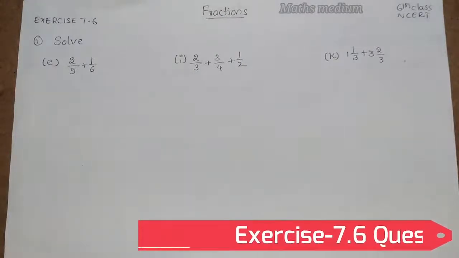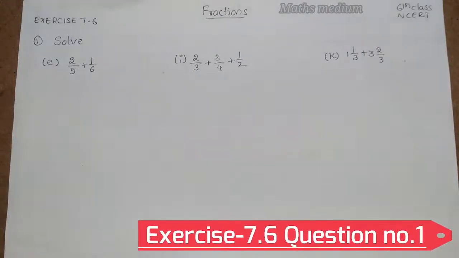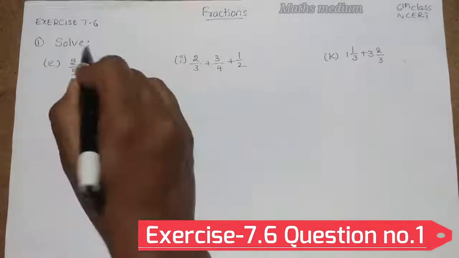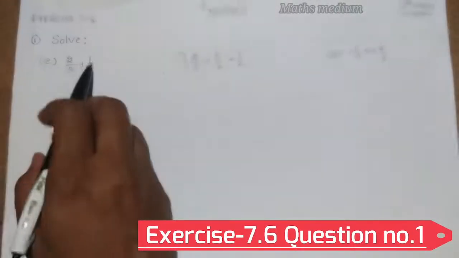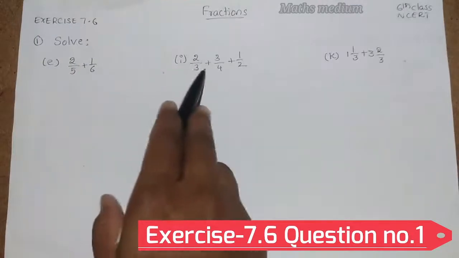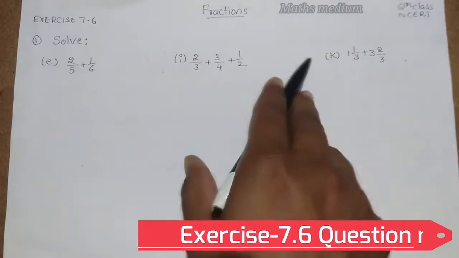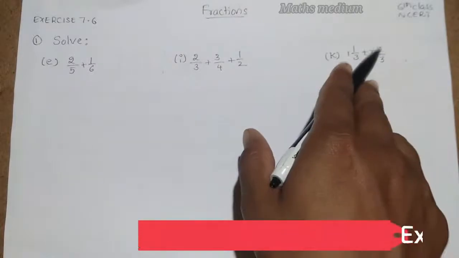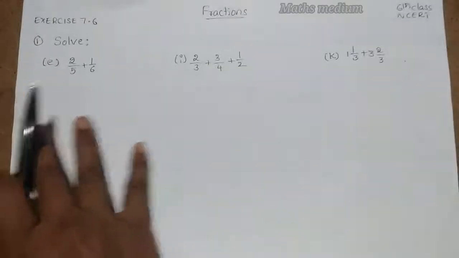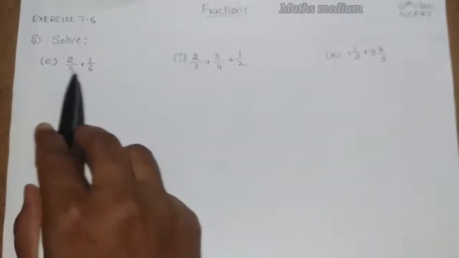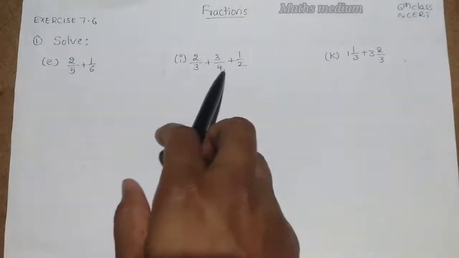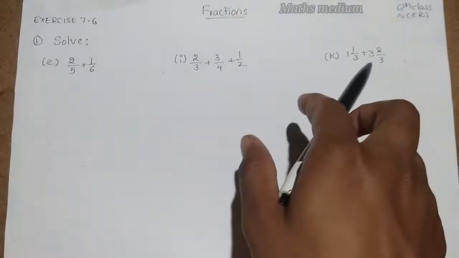Today I came with exercise 7.6 from fractions, 6th class NCERT. Question number 1. Solve. Here I took randomly 3 questions. E: 2 by 5 plus 1 by 6. I: 2 by 3 plus 3 by 4 plus 1 by 2. K: 1 by 3 plus 3 2 by 3. Here I am taking 3 kinds of fractions. This is a 2 fractions addition, this is a 3 fractions addition, and this is a mixed fraction addition.